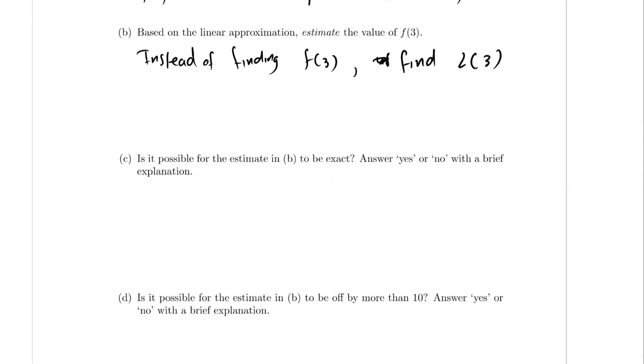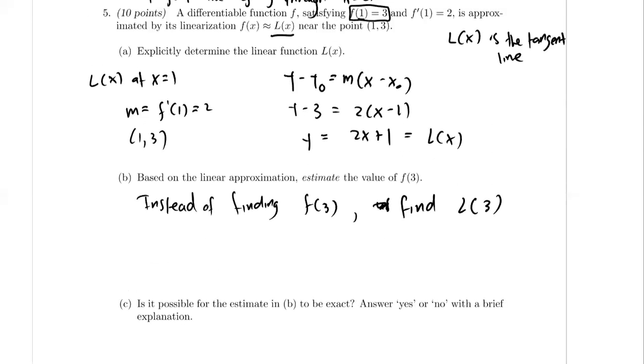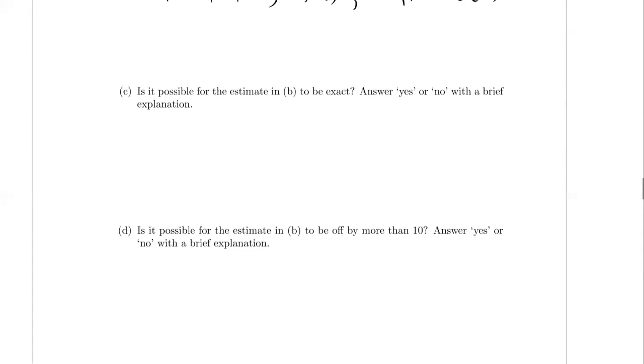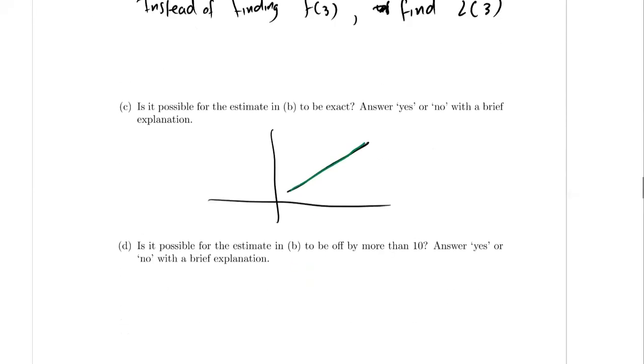Is it possible for the estimation in B to be exact? That's a good question. It is possible. So when is it possible? It is possible if your function is a line. Right? Because if your function is a line, what's the linearization? Well, the linearization is going to be the same line. So this could be exact. So this is one case where it's possible. If f is a line, if the original function is a line, this is definitely exact. Okay.